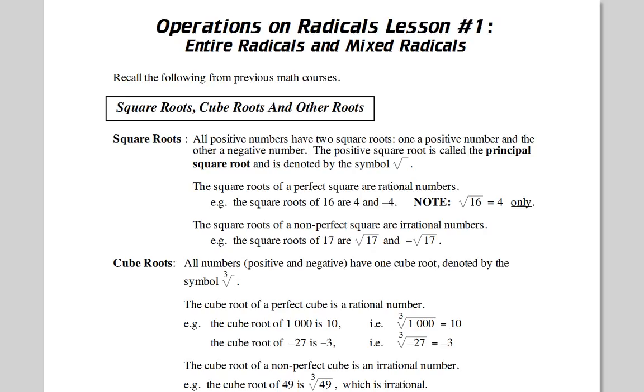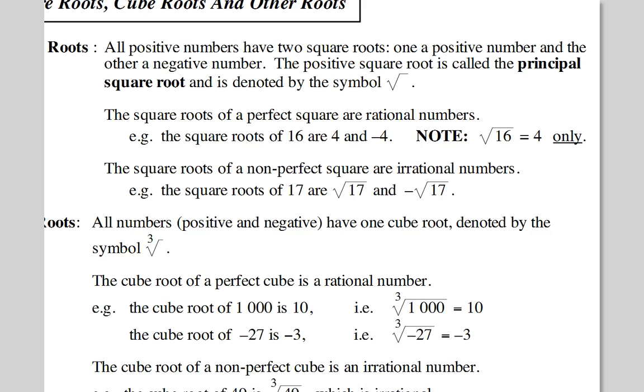Okay, entire radicals and mixed radicals. So it starts off with square roots and cube roots and other roots. So square root. All positive numbers have two square roots. One is positive and the other is negative. The positive square root is called the principal square root and is denoted by this symbol here.